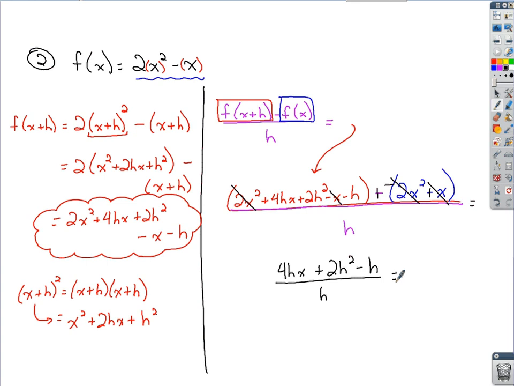Now how you cancel out these h's at this point is up to you. You could factor an h out of the top and then cancel, or you could divide this h into every term. As long as you're dividing into every term, that's okay. If I just divide into every term, h goes into the first term, h's cancel out, I'm left with 4x. H goes into the next term, I've got 1h left up here, so it's going to be plus 2h. And then h goes into the last term. We're subtracting here, and since those cancel out, the 1 will hold its place. There's your difference quotient on this one.